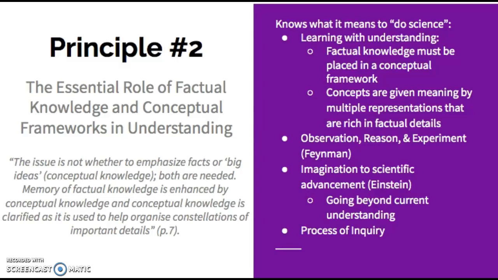Principle 2 is the essential role of factual knowledge and conceptual frameworks in understanding. So this means that students know what it means to do science. So they learn with understanding, meaning factual knowledge must be placed in a conceptual framework, and concepts are given meaning by multiple representations that are rich in factual details. They also partake in observation, reason, and experiment, and imagination to scientific advancement, which means going beyond their current understanding, and participate in a process of inquiry rather than inquiry as a process.